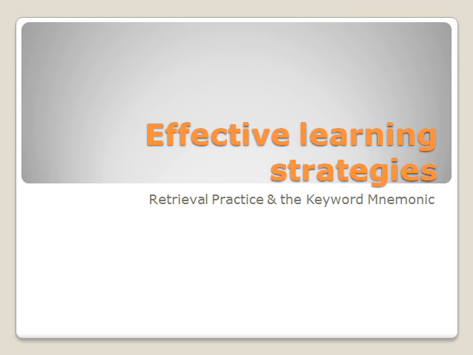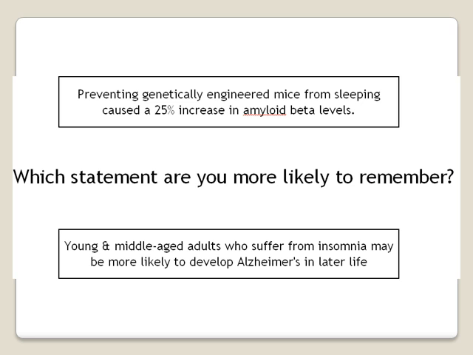In this short video, I'm going to talk about two effective learning strategies, retrieval practice and the keyword mnemonic. The idea of a keyword is central to all the more complex mnemonic strategies. At its simplest, the idea reflects the fact that we remember new information by attaching it to information we already knew well.